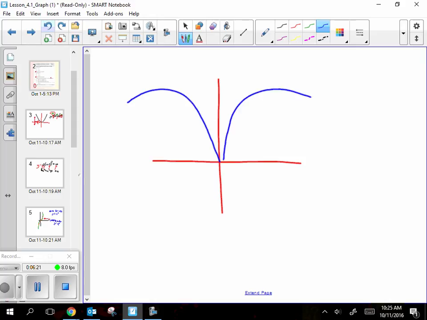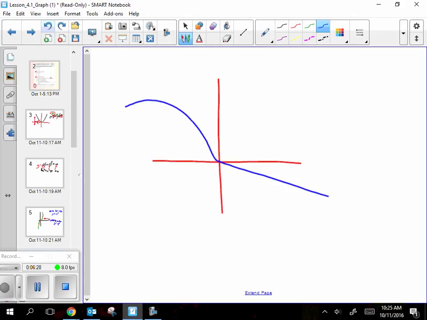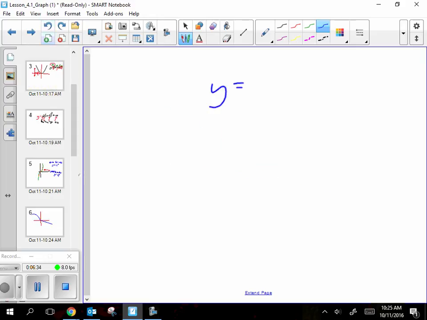Even symmetry. Okay. Either. Okay, good. Now, how do we tell algebraically if something's got odd or even symmetry?